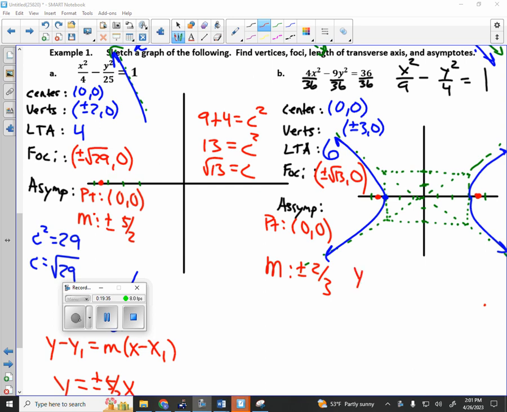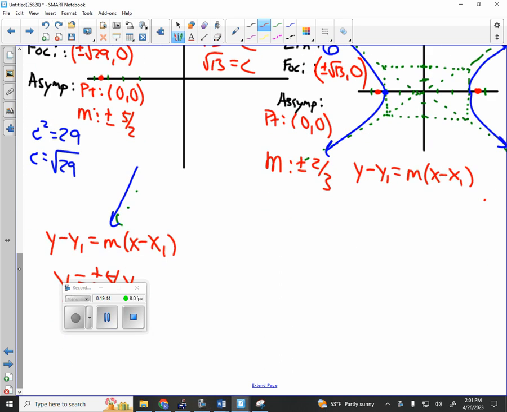So if you write y minus y1 is equal to m times x minus x1, just notice that we're plugging in 0 and 0 for the x and the y. You get y is equal to plus or minus 2/3 x. So I plug this 0 right here in for the x sub 1. I plug this 0 right here into the y sub 1. And that's why those go away. There's no shift, centered on 0, 0.